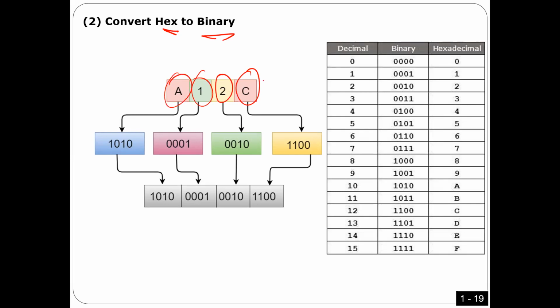Every digit here, when I convert it to binary, has to be represented in 4 bits. So remember, C is actually 12. And for 4 bits, 12 is actually 8 and 4. 8 plus 4 is 12, right? So it has to be 1100.